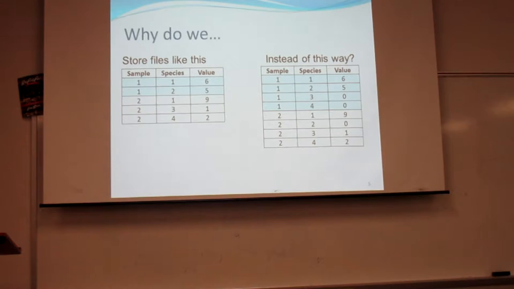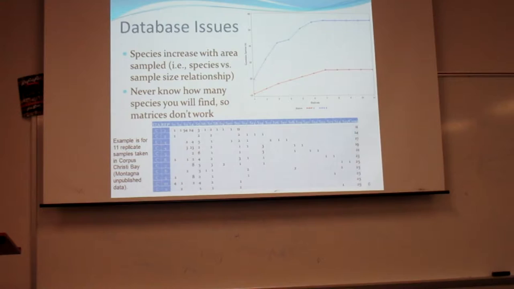Because we store files like the first side, where we only write down in the row the species we found. The reason we don't store it the other way is that we would end up with an exploding database. Every time we go out and do a sample and find one more species, we'd have to add another column for it. Then we go out again, find another species, and add another column. So we never know how many species we're going to find, and we don't want giant matrices to house our data.